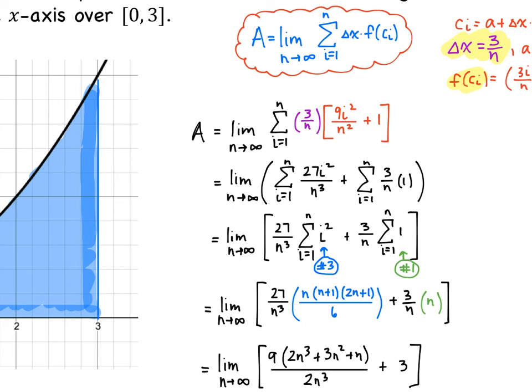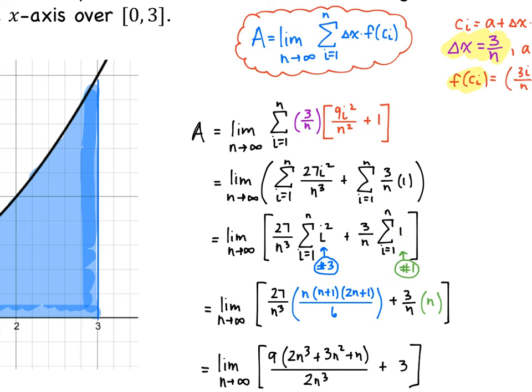And now we're going to break it up, okay? So what I did was I multiplied 3 over n times each of these terms inside, and then I broke it up at the addition sign. So we get the limit as n approaches infinity of the sum from 1 to n of 27i squared over n cubed plus the sum from 1 to n of 3 over n times 1. Now we've got our two sums. I'm going to take out any constants and throw them into the coefficient. So we have the limit as n goes to infinity. We bring out the coefficient of 27 over n cubed. We're left with the sum of i squared. I take out the 3 over n in the second summation. We're left with the sum of 1.